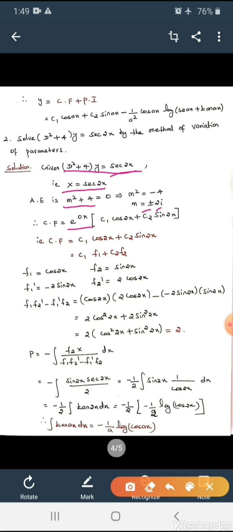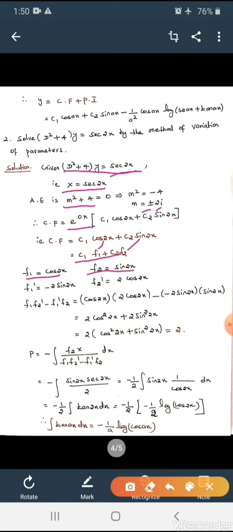Now you can compare this with the original method of variation of parameters complementary function formula. So we get c1 f1 plus c2 f2, that is the actual formula. So if you compare, you can get the value of f1 and f2. So here f1 is cos 2x and f2 is sin 2x. So you write f1 value and f2 value.